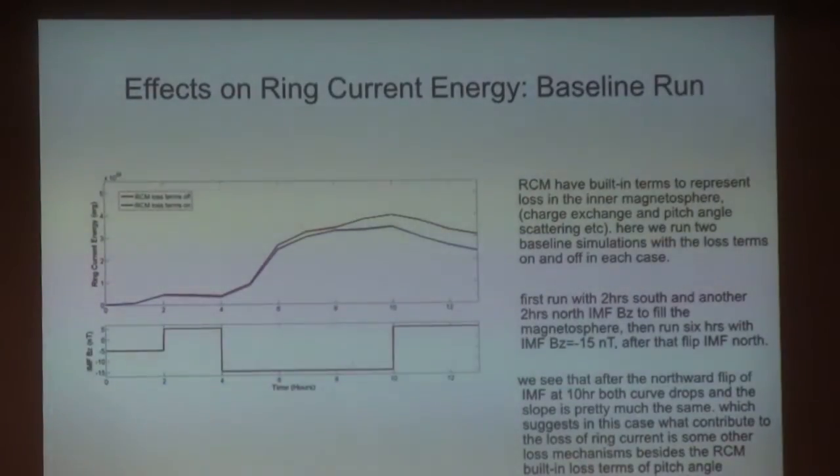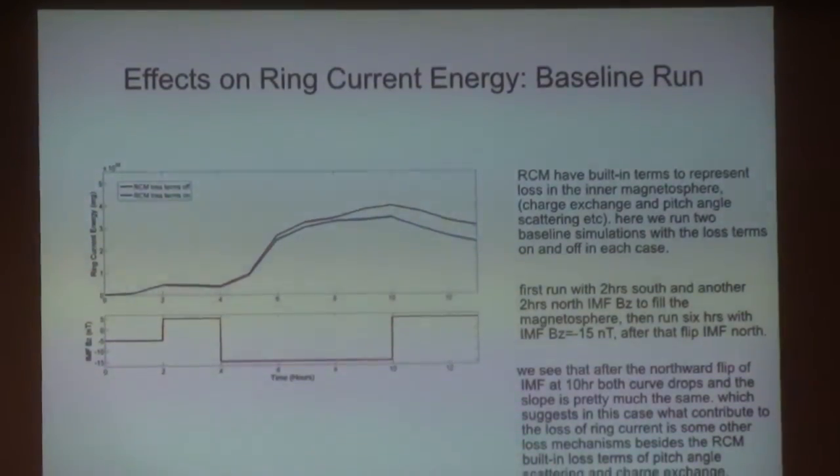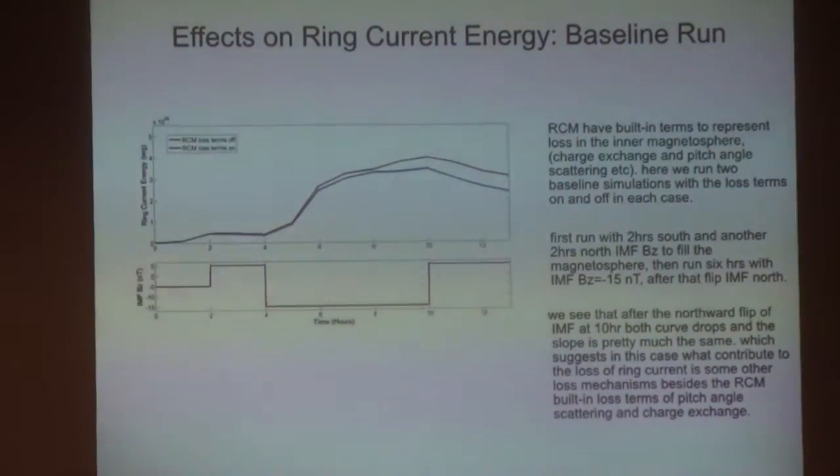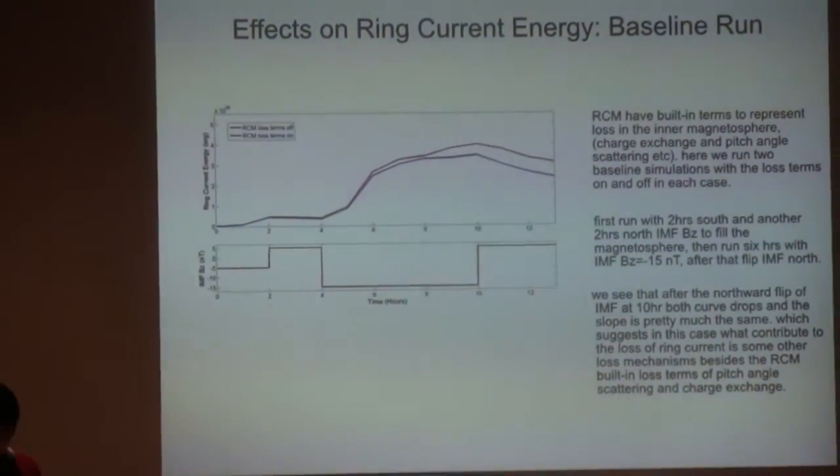Okay. Here is a plot. The top panel is a plot of the ring current energies, and the bottom one shows the IMF Bz component. The first 4 hours is basically 2 hours southward and another 2 hours northward. This is kind of an LFM tradition, basically to fill the magnetosphere. And then we do 6 hours of minus 15 nT, and this builds the ring current.